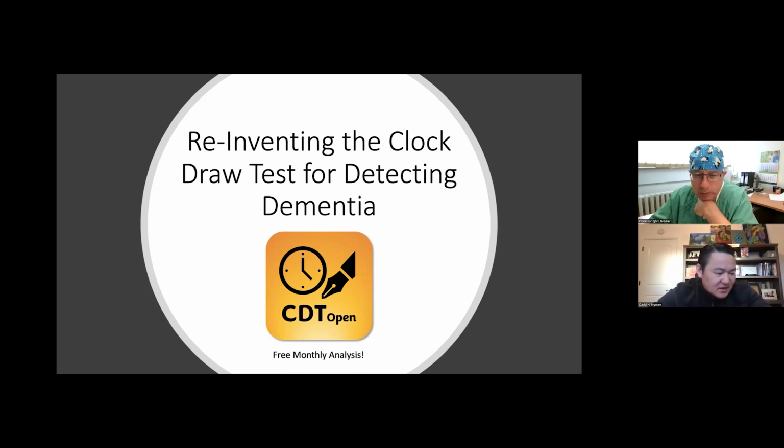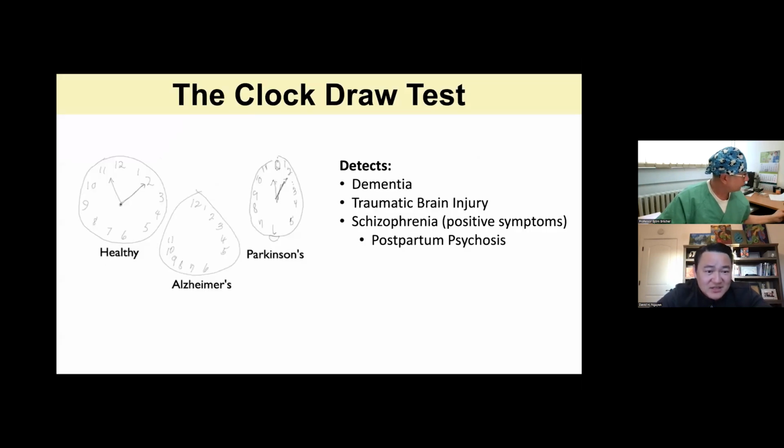So on the topic of dementia, using ShapeGenie, we reinvented what's called the clock draw test for detecting dementia. And this app will be available on the App Store in a matter of less than 2 weeks for you to download. And we created a free version, which allows you to analyze your clock once a month. The clock draw test is a classical test to detect dementia based on how a person draws a clock, as you can see here in the image. But it also detects traumatic brain injury and psychosis.